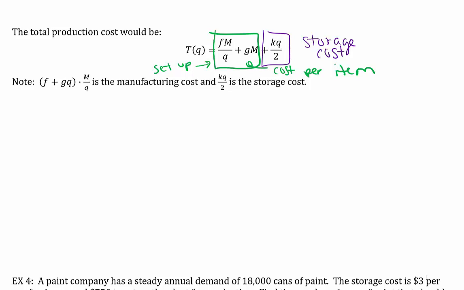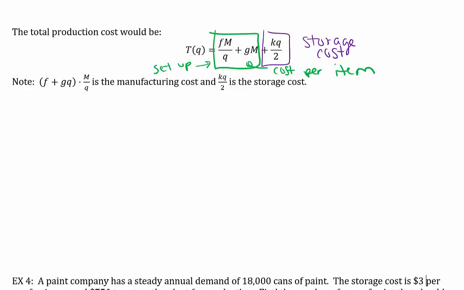I'm happy to explain in more detail where these terms come from, but I'm not going to take the time to do that in this video. So send me an email if you want to know where exactly each of these terms come from. The thing I wanted to show you is, if this is a function for total cost, how do we find the Q that gives us a minimum cost?